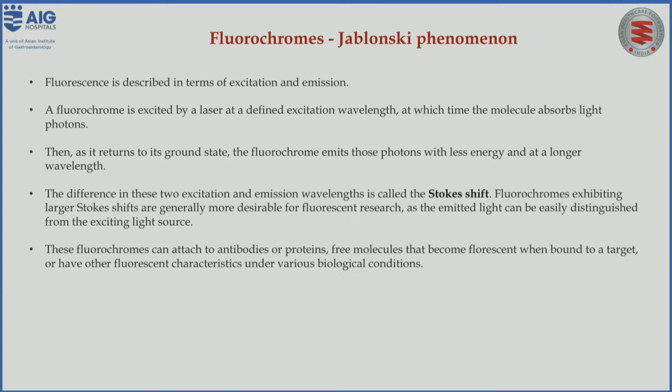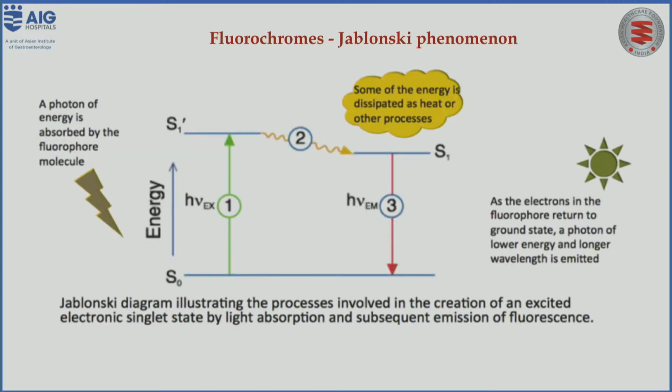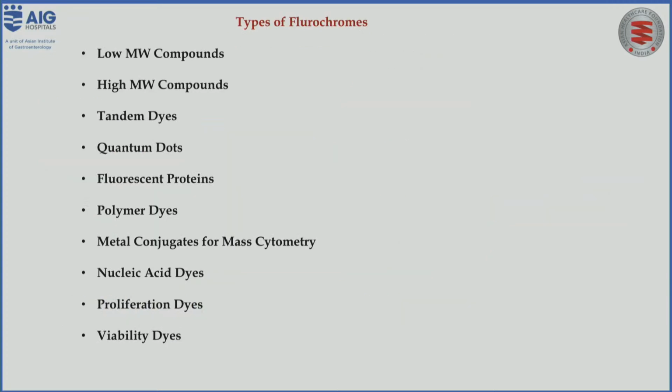Fluorochromes exhibiting larger Stokes shifts are generally more desirable for fluorescent research, as the emitted light can be easily distinguished from the exciting light source. These fluorochromes can attach to antibodies or proteins, or free molecules that become fluorescent when bound to the target or under biological conditions. This phenomenon is called the Jablonski phenomenon.